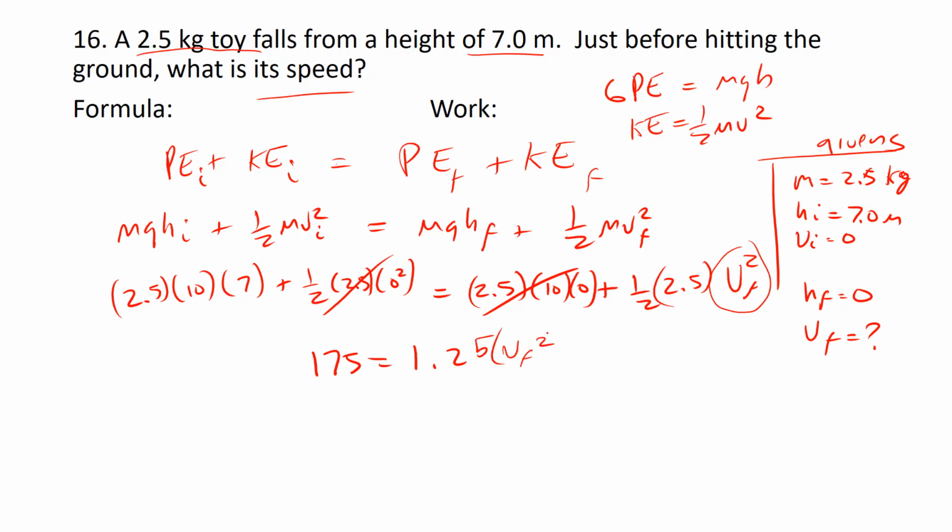Well, now we need to get rid of that square. So we're going to have VF squared equals 175 over 1.25, and we're going to take the square root of that because we need to break that squared away from it. So 175 divided by 1.25 equals 140, and we'll take the square root of that, and that's going to equal 11.8 meters per second.